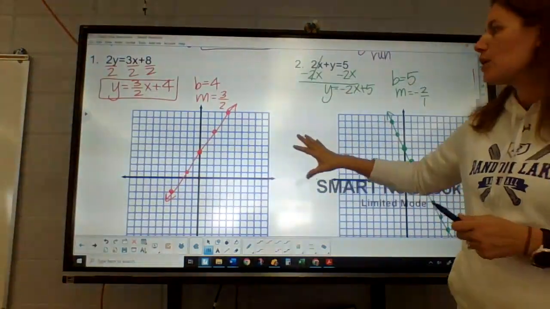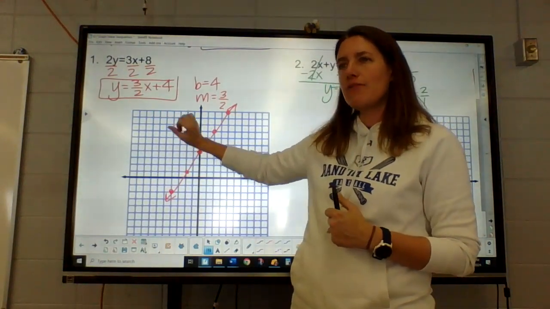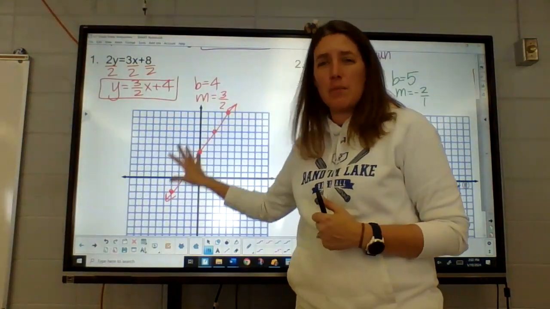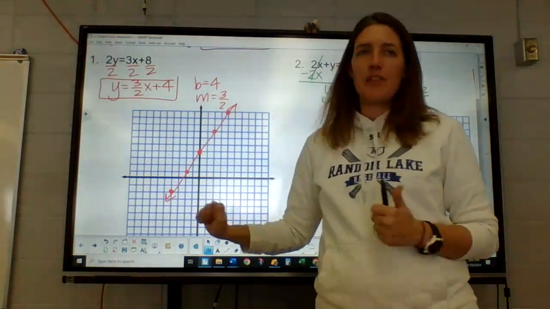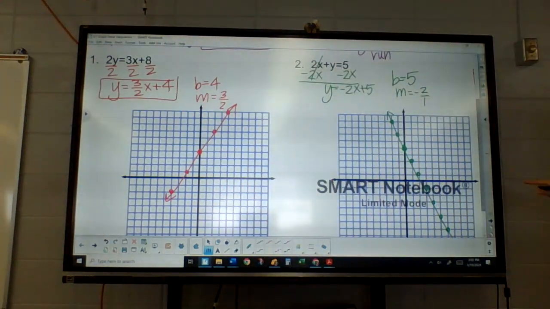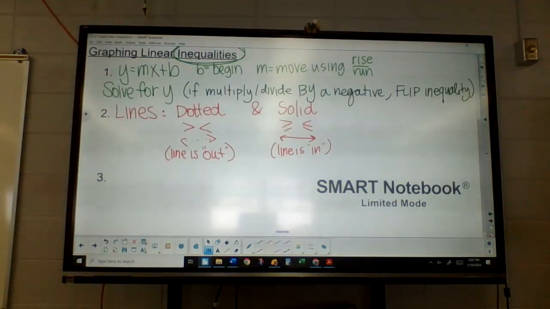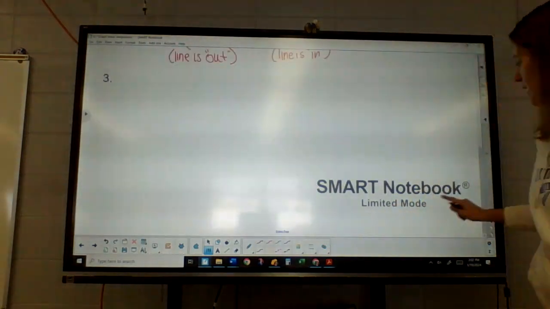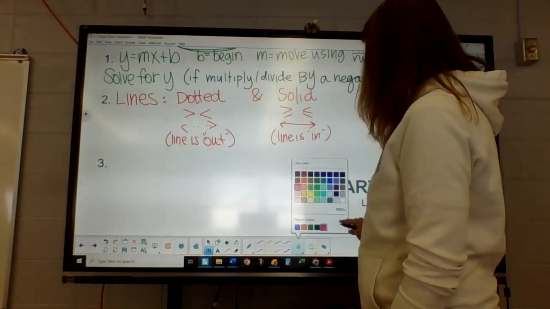So that's what we're going to do here. We're going to test a point on one side of the line. If it works, then all of them are going to work. If it doesn't work, then we assume the other side is where our solutions are. So the way we're going to show that is we're going to shade that side of the graph. So you get to color. We're back in kindergarten where we get to color on our homework. Bring out your colored pencils.